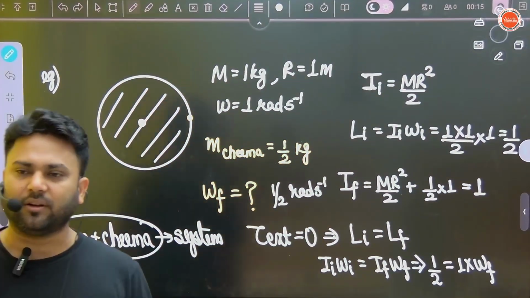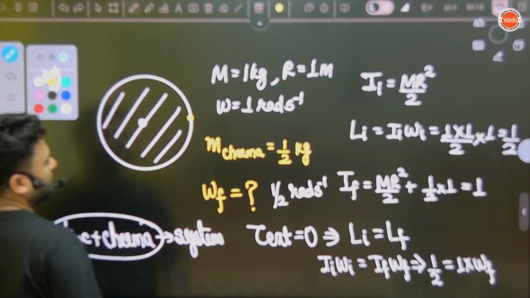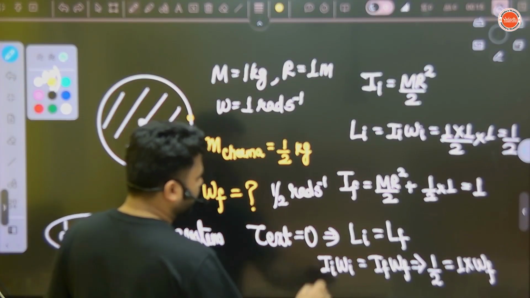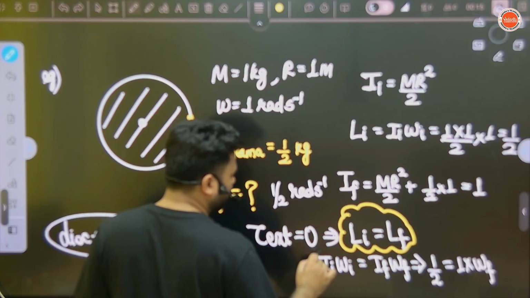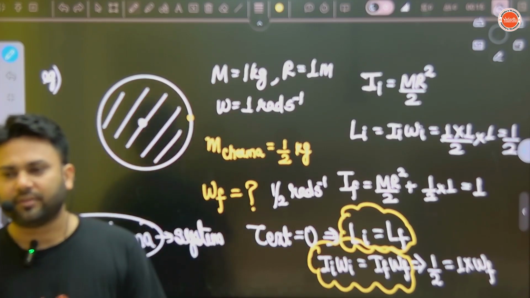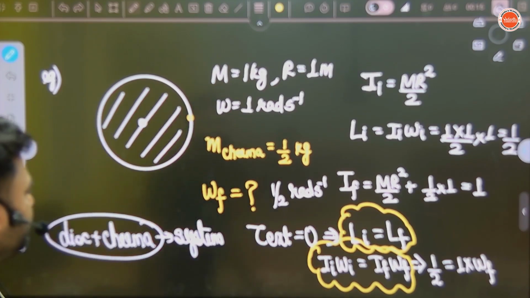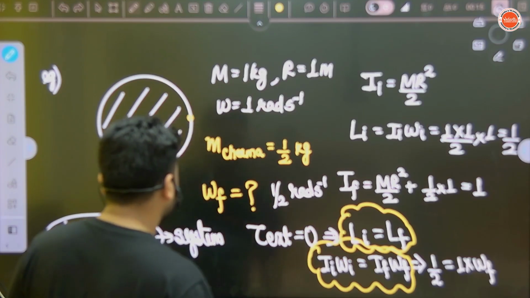So this kind of question comes. What you have to do is just remember this thing, that initial angular momentum equals final angular momentum. This is important. The rest is calculation. Initial angular momentum equals final angular momentum. Correct?